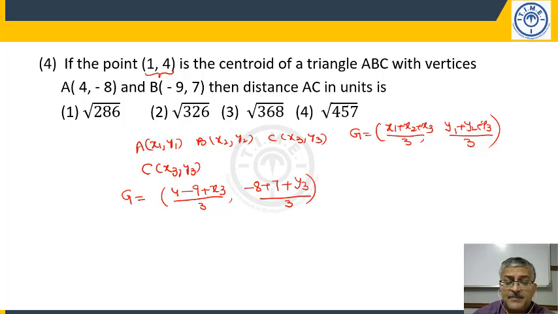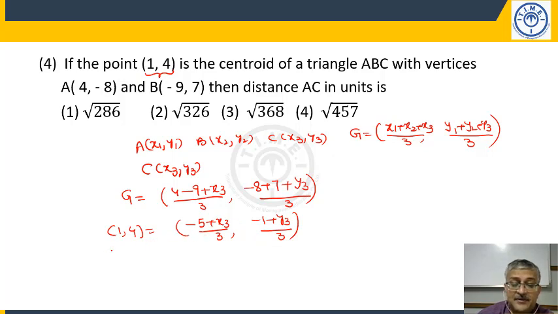(4 minus 9 plus x3)/3, (minus 8 plus 7 plus y3)/3. This is the centroid. They have given the centroid as (1, 4). So (1, 4) is equal to ((4 minus 9 is minus 5 plus x3)/3, (minus 1 plus y3)/3). So we compare the x coefficient and y coefficient.